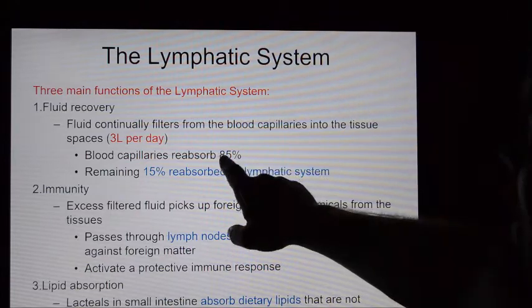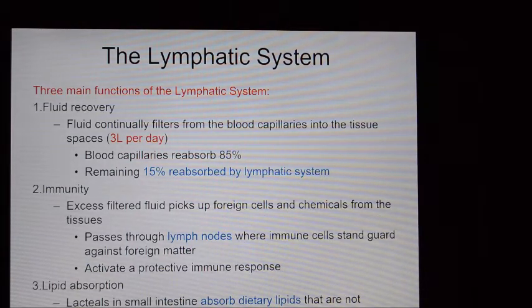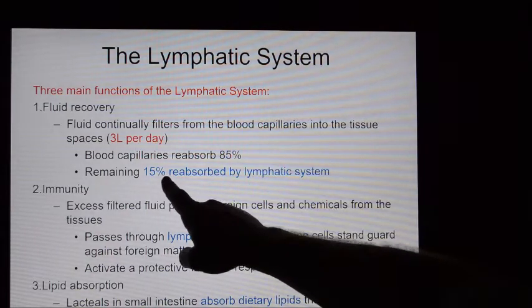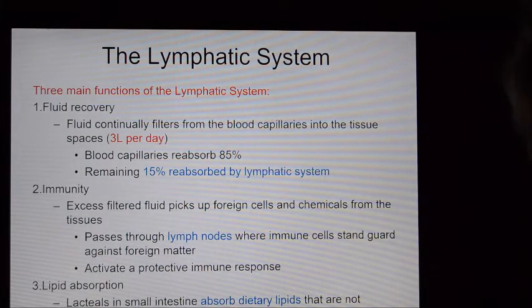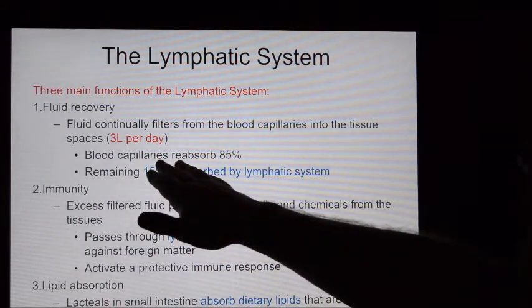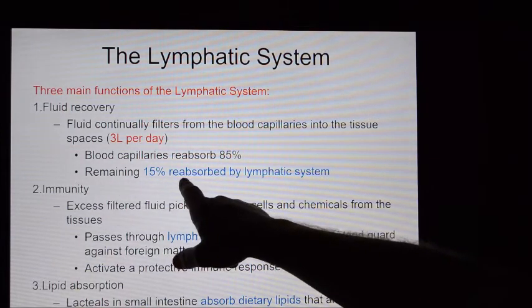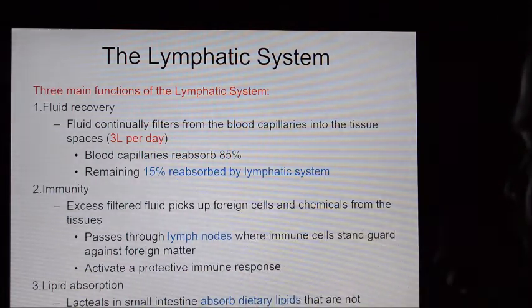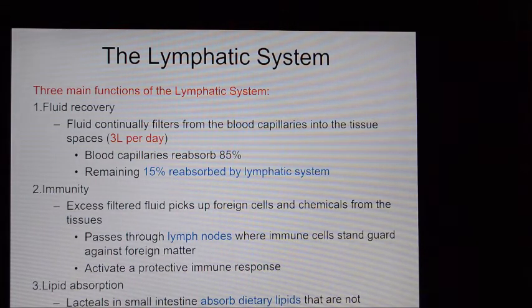Now, about 85% of the fluid that's pulsed out of the capillaries makes its way back into the capillaries. But what about the missing 15%? If you lost that fluid from the body somehow, that would be many liters a day of fluid. In other words, you would die very quickly. This extra 15%, the remaining fluid from the capillaries, gets picked up by the lymphatic system and then delivered back to the cardiovascular system. Once it enters the lymphatic system, it's called lymph. It makes its way through the lymphatic system, and it goes back to the heart almost directly.